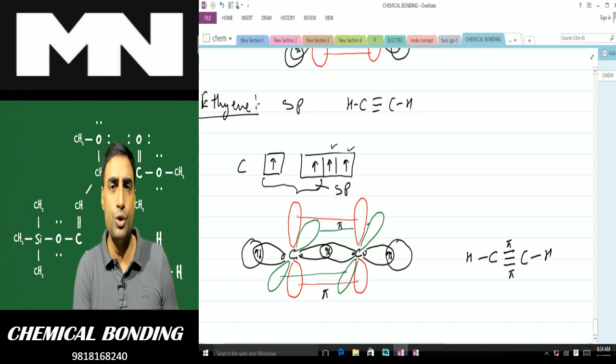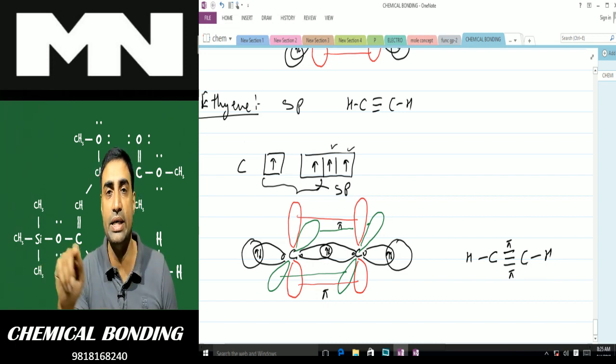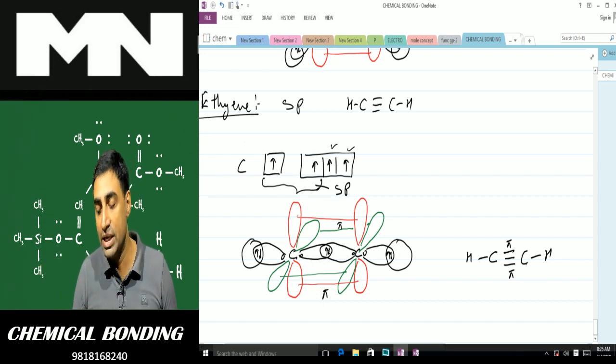So if someone asks you what's the difference between alkane, alkene and alkyne, you'll say that in alkanes carbon is sp3 hybridized, in alkenes it is sp2 hybridized, in alkynes it is sp hybridized. That's why alkanes have a tetrahedral structure, alkenes have a trigonal planar structure, and alkynes have a linear structure. The molecule is in a single line. That's why alkynes are linear. This is all about the second type of hybridization.